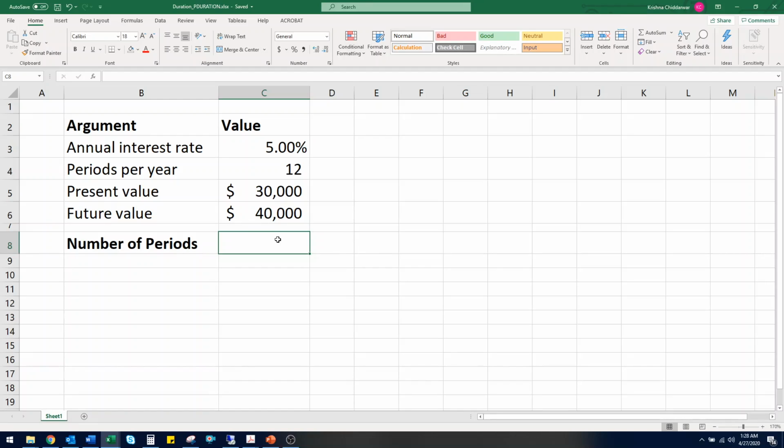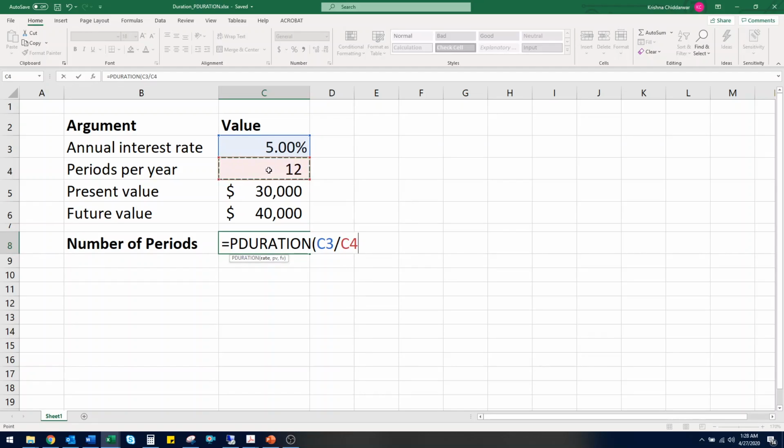So I'll click in cell C8, type an equal sign, and then type PDURATION, left parenthesis, and then I will enter the first argument, that is the annual interest rate. And since this is an annual interest rate, I will need to divide it by the number of periods per year, which is in cell C4. Next is the present value, that is in cell C5. And unlike many other functions, this is a positive number, so cash inflow or outflow from our account doesn't matter. It would normally be a negative number, but here it's positive. Then a comma and the future value, right parenthesis, and hit enter.